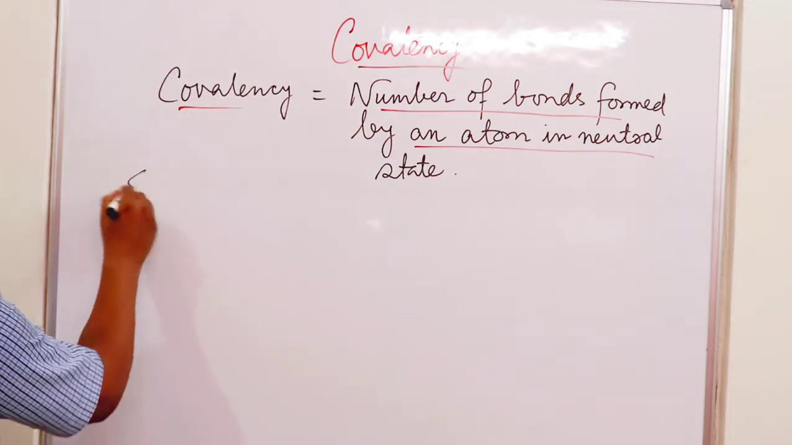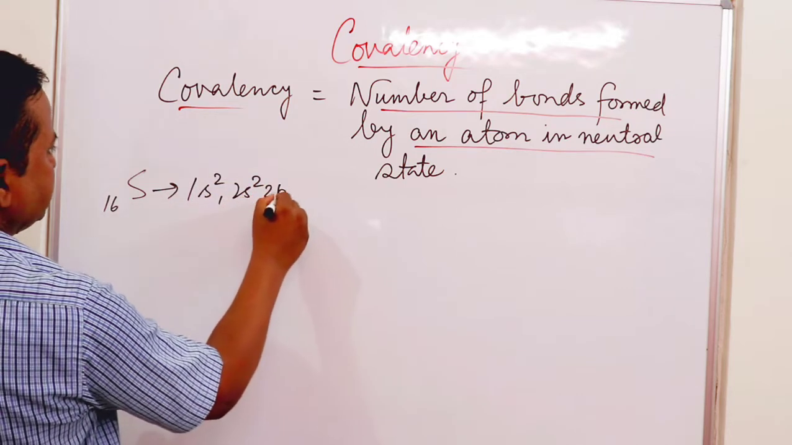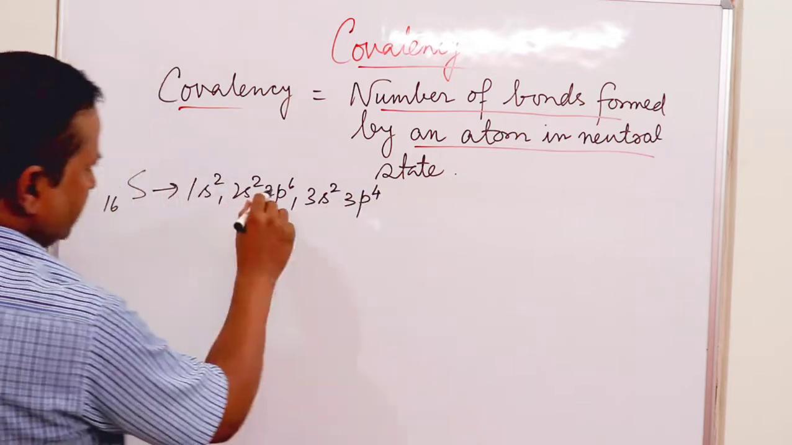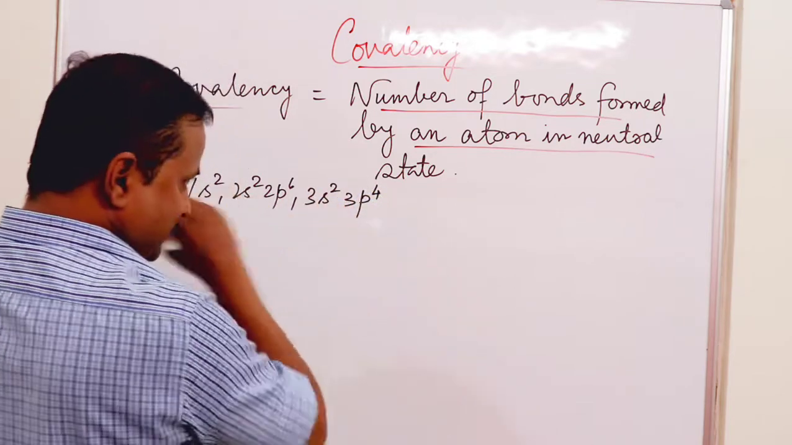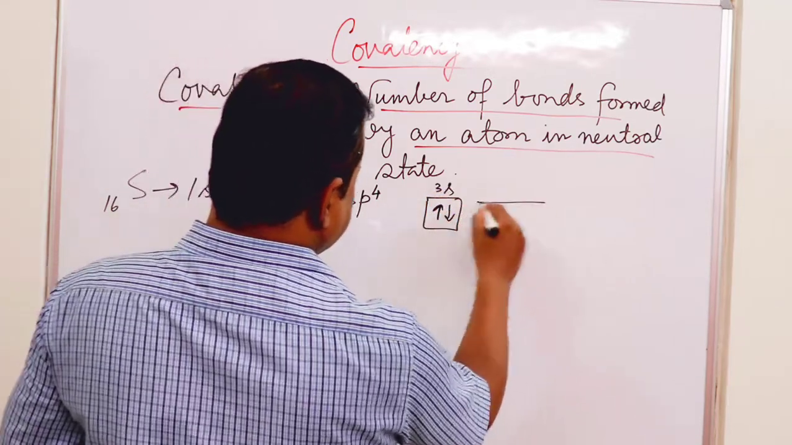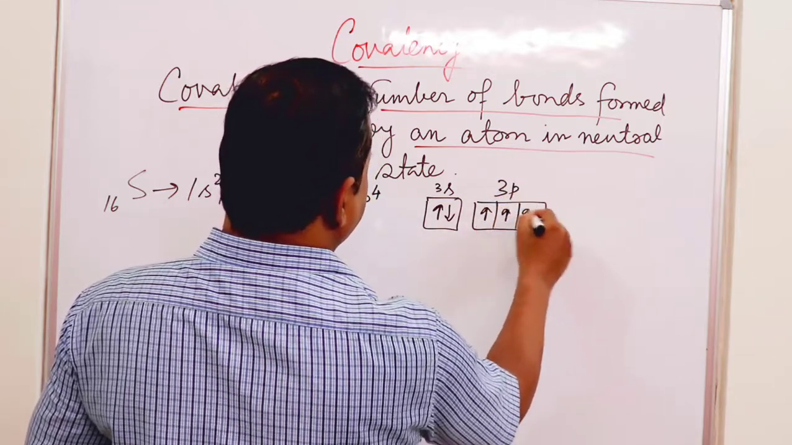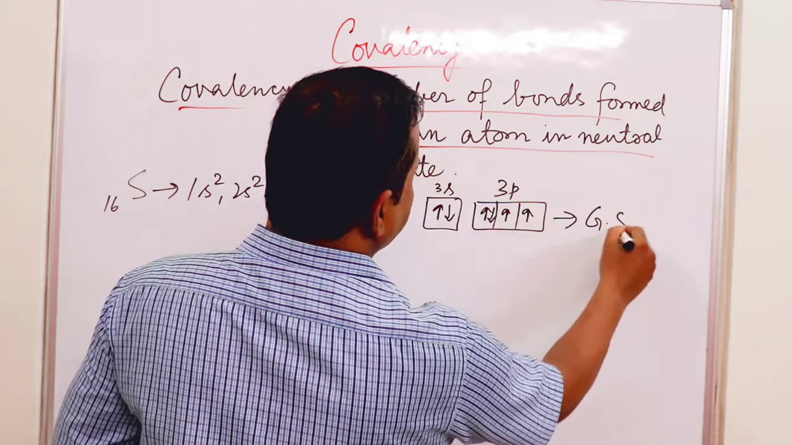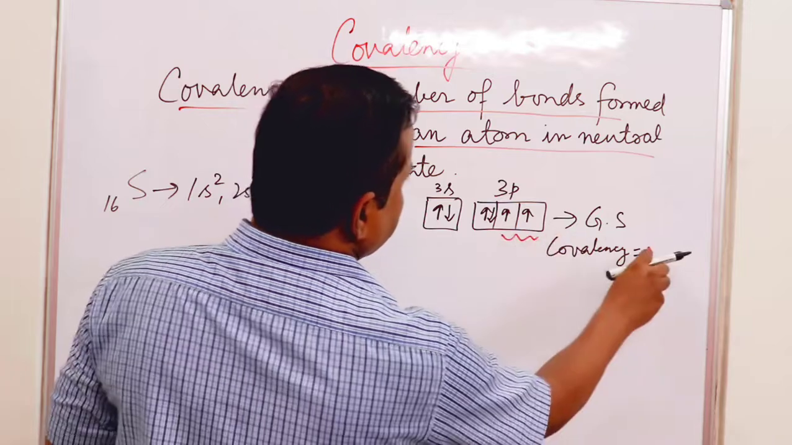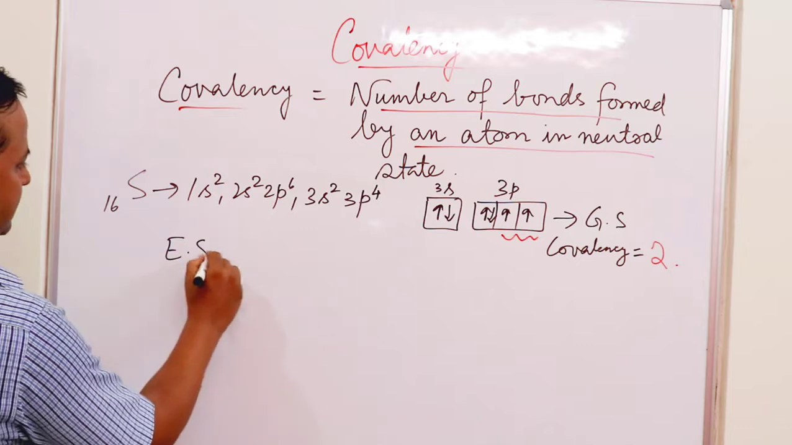Next, sulfur. Sulfur, you know, 16, that is 1s2, 2s2, 2p6, 3s2, 3p4, okay, 10, 12 plus 4, 16. So we will write the outer shell configuration, this is 3s, this is 3p. So in the ground state, covalency is what? Covalency, you can see 2 unpaired electrons. Now let's say in the excited state, what will happen?